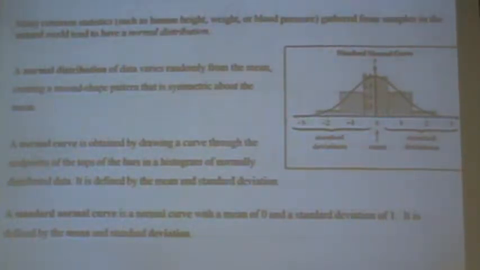So what it says here is, many common statistics such as human height, weight, or blood pressure, when we gather a bunch of samples from the natural world, they tend to form a normal distribution. So we're going to get lots and lots of samples, and we're going to plot them all on a graph, and then they'll have what's called a normal distribution. And what that is, it's data that varies randomly from the mean. So our mean value, our average value, they vary randomly around that value, and they form a mound-shaped pattern that is symmetric about the mean.